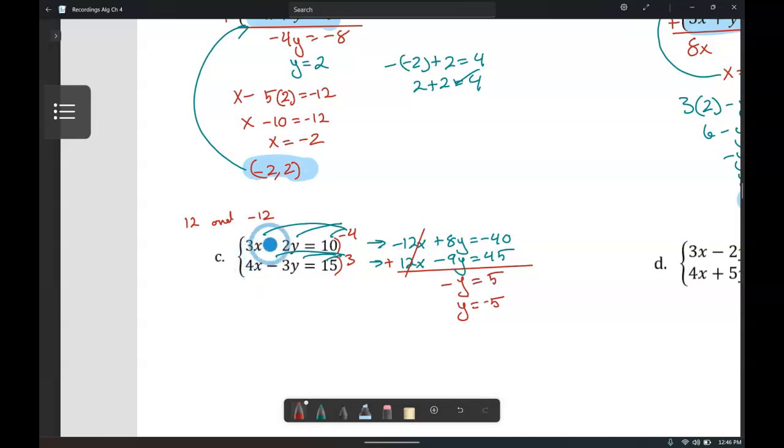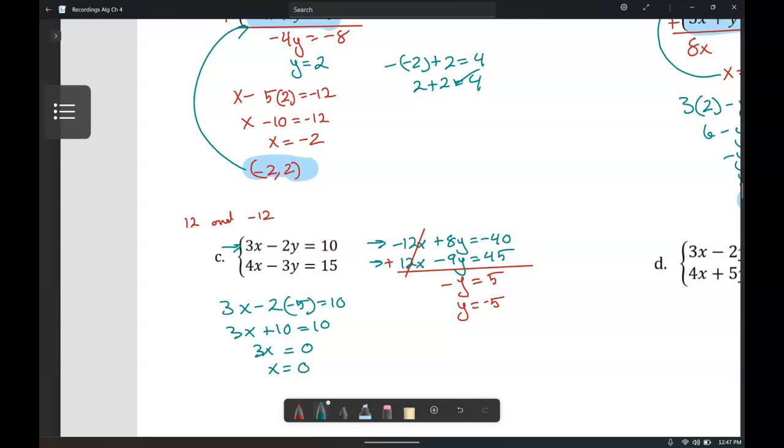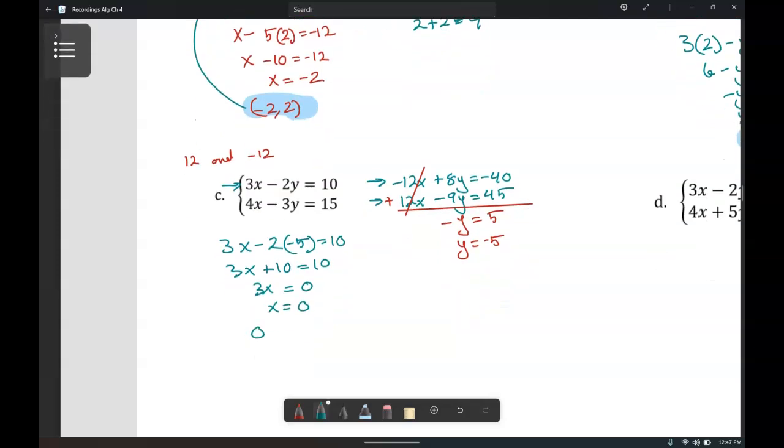We can go ahead and substitute it back in to one of these two equations. Let's choose the first one. And we got our x value of 0. So our solution is 0, negative 5. We could substitute it into the second equation just to check that it's right, but I'm not going to take the time to do that now. We've already shown that example on the previous two.